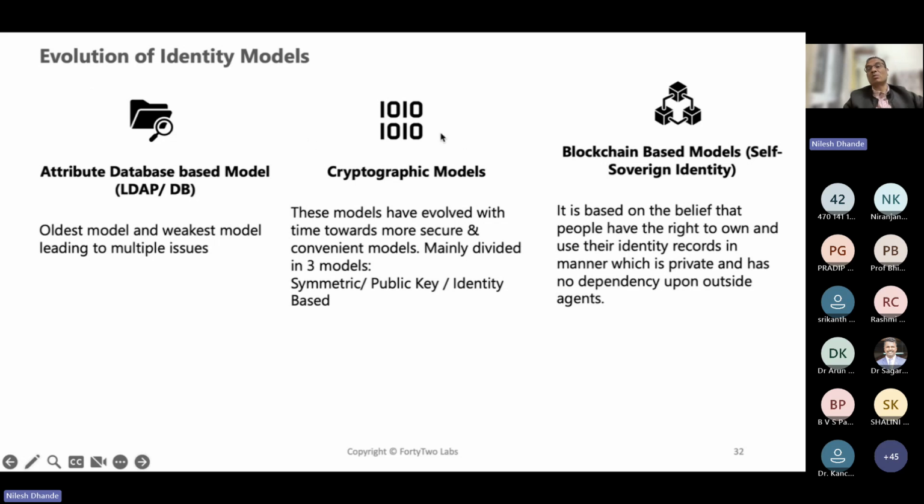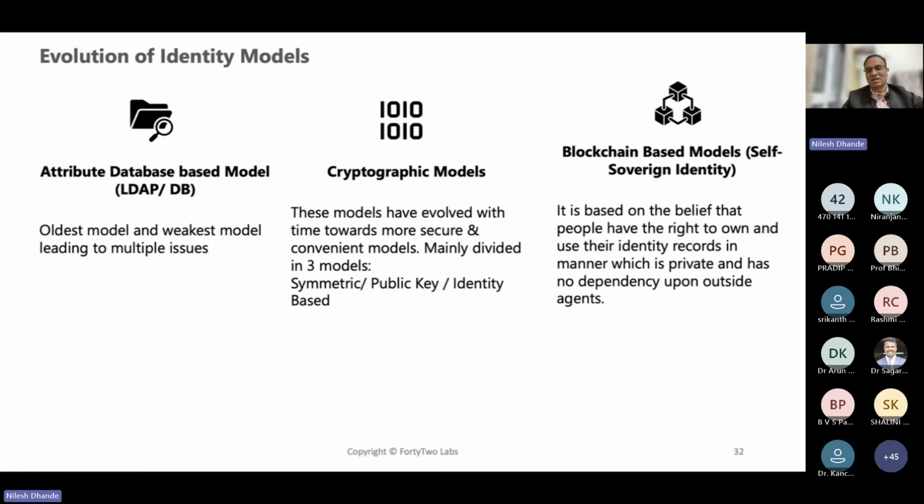The second is the cryptographic model. Cryptographic model, very, very clear. Symmetric cryptography, public key cryptography, identity-based cryptography. Now, why do I say cryptography is also an identity model? Because the possession of the key also proves the point that it is indeed who you are, right? By possessing my private key, I can prove that I am Nilesh. Somebody sends me his data by signing using the public key, and I can verify that using my private key, and vice versa as well, right? Both of the operations are possible. Similarly, is the symmetric key.